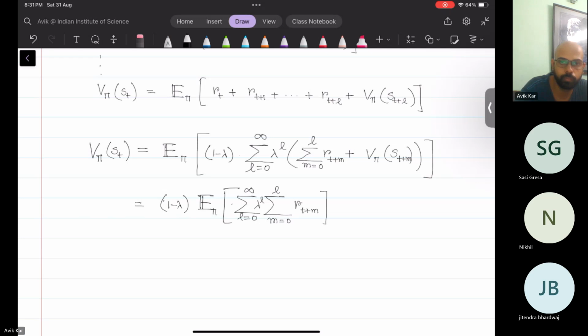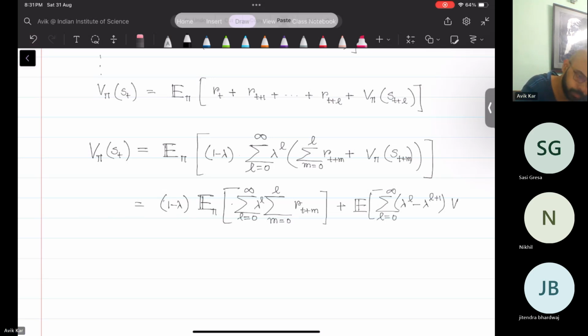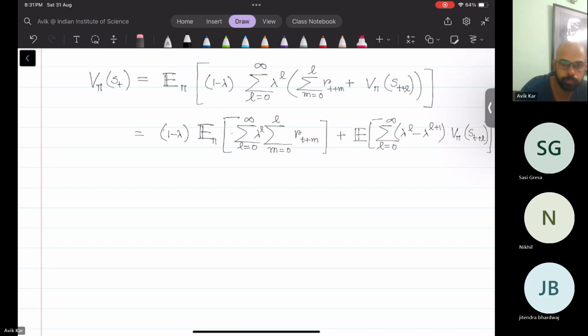Lambda raised to L, and plus we can write this term. We can take 1 minus lambda inside, L equals 0 to infinity, lambda raised to L minus lambda raised to L plus 1 times the expectation under pi of V pi s_{t+L}. Okay, so here also it should be t plus L minus t.